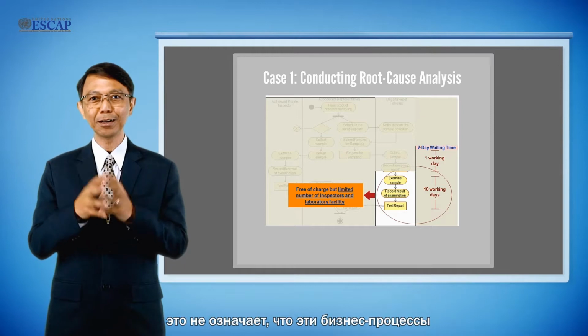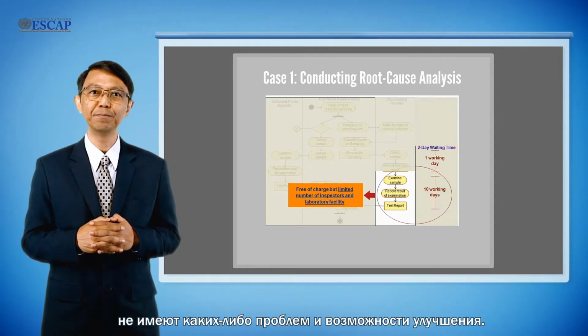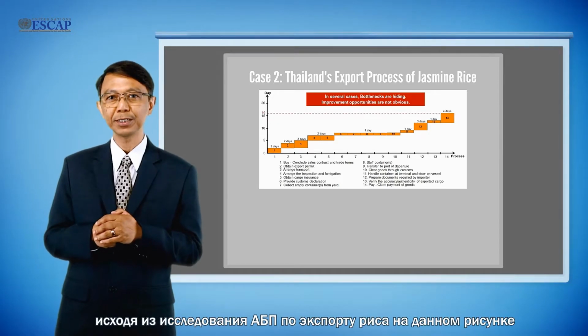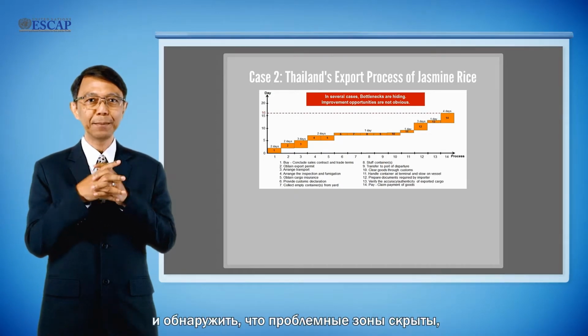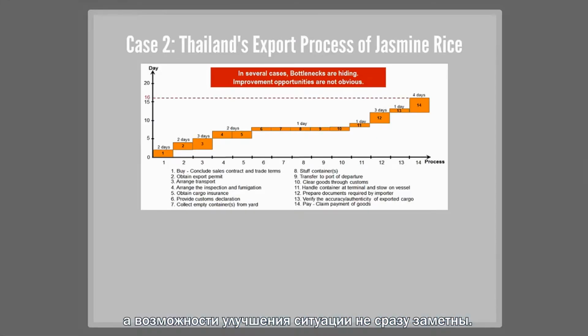However, this does not mean that those processes do not have any bottlenecks or room for improvement. For example, from the BPA study of the rice export process in this figure, we may examine the time procedure chart and may notice that bottlenecks are hiding and improvement opportunities are not quite obvious. It is therefore important that the process analyst should go over each and every activity diagram, process description, review laws, rules and regulations, and interview notes from different angles.